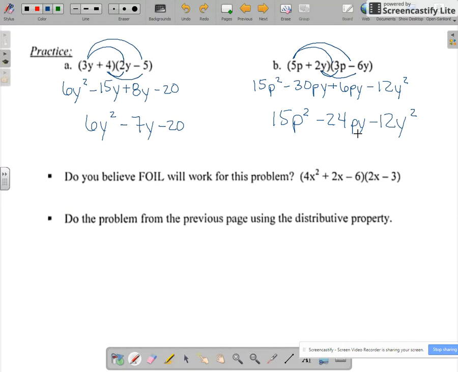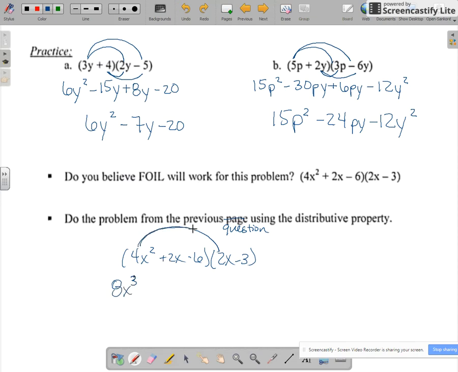So our next question is, do you believe FOIL will work for this problem? Completely up to you. You answer the question as you feel fit. Okay. So now I want you to do the problem from the previous question using the distributive property. So we have 4x squared plus 2x minus 6 times 2x minus 3. Okay? So we're going to distribute each term in one of our sets of parentheses to the terms in the other set. So 4x squared gets distributed to 2x, and we get 8x cubed.